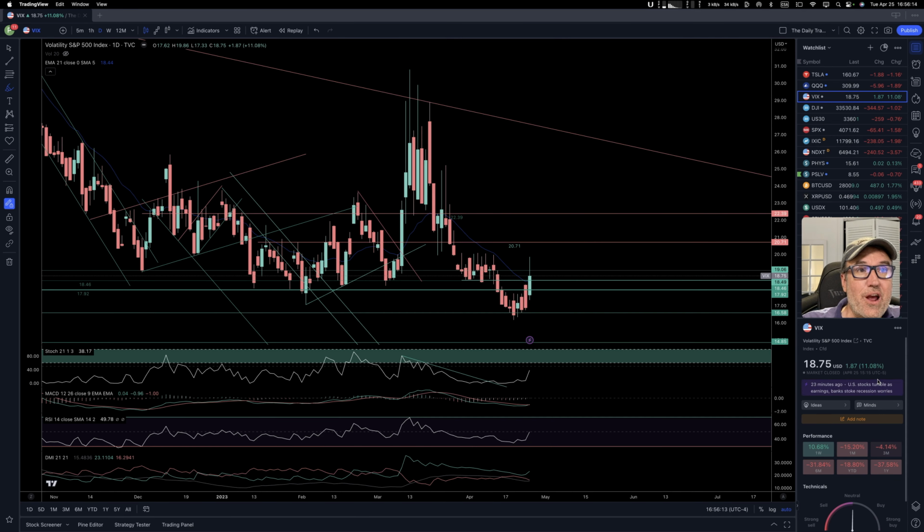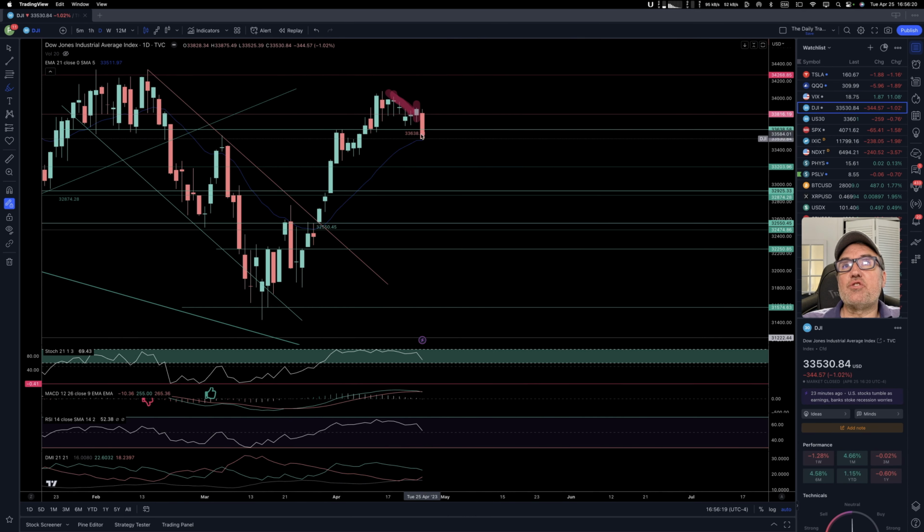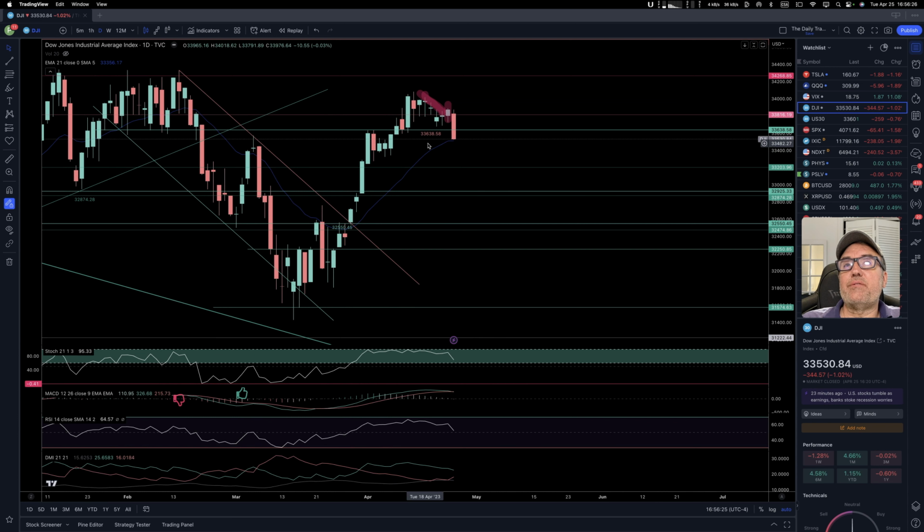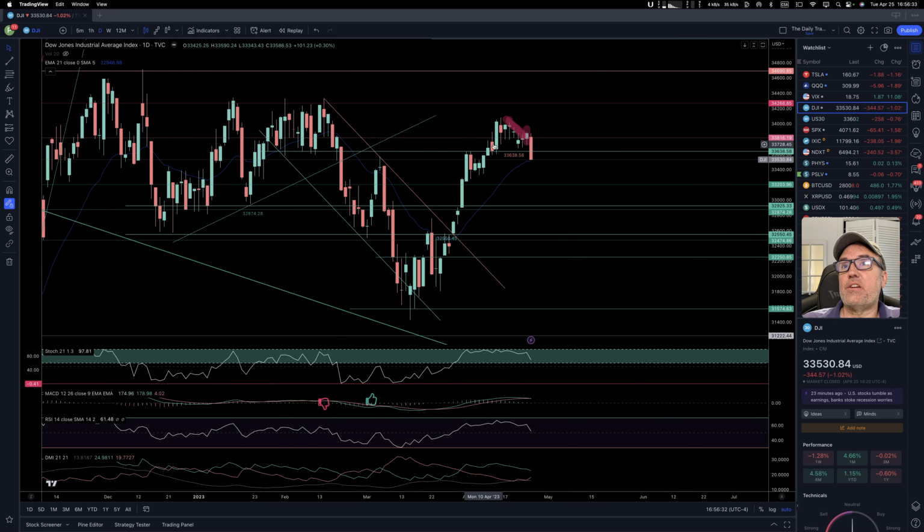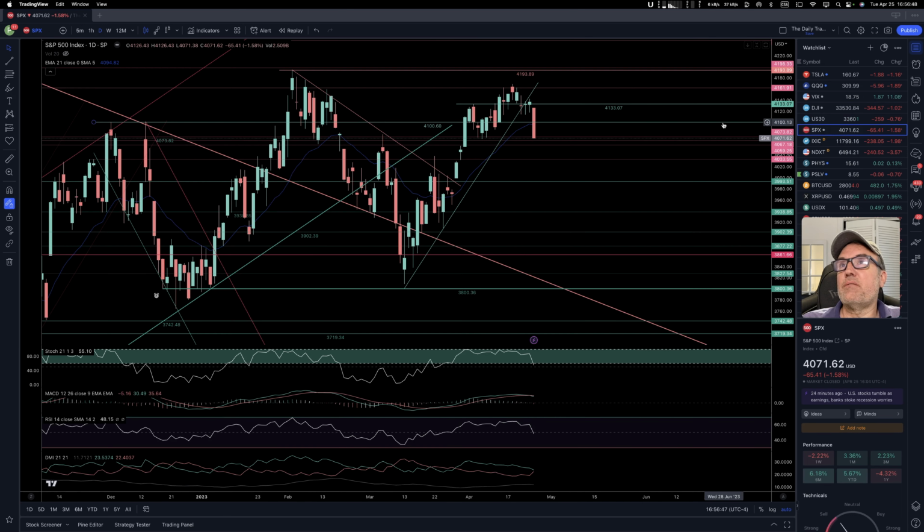indices also turn red. Let's take a look at Dow Jones. Right on track, we have Dow Jones coming down to 33,638, losing that support right here. Next up is 32,874. We still have a good stochastic, so far, but that can go quite fast if we continue going down.